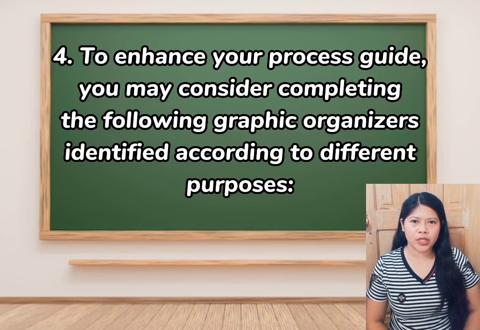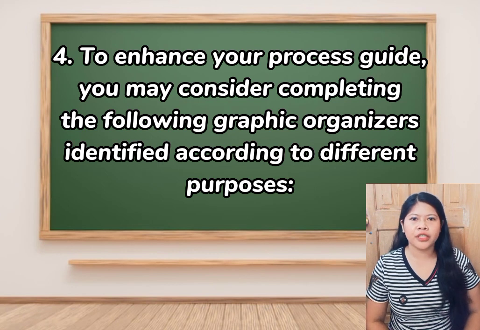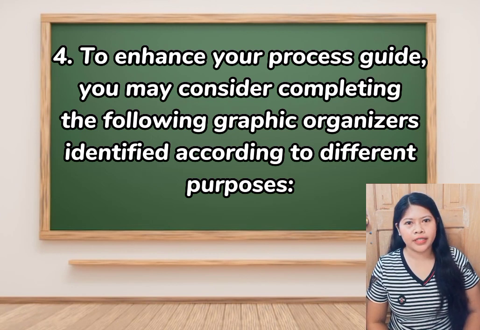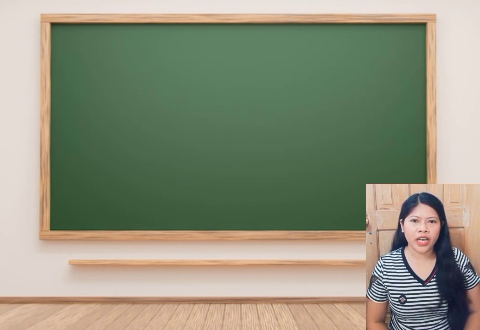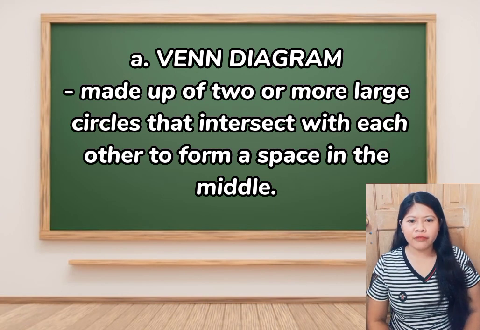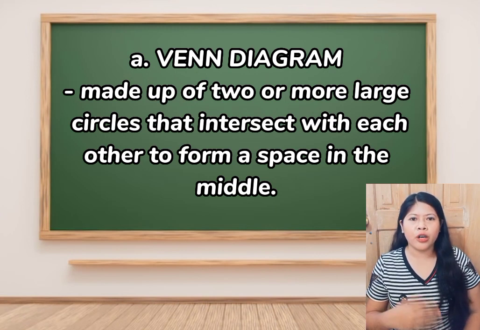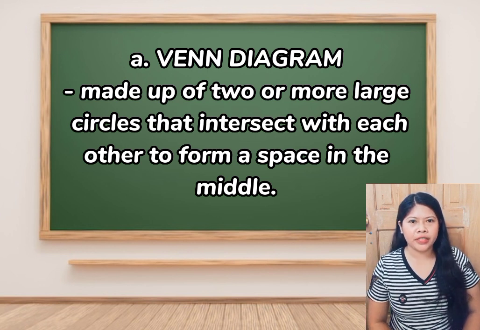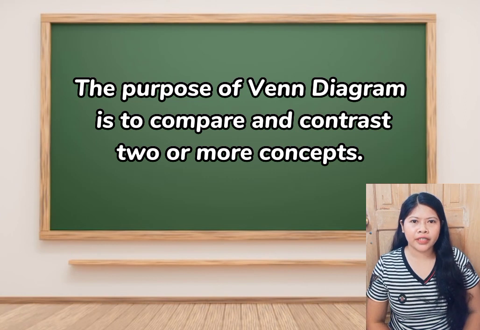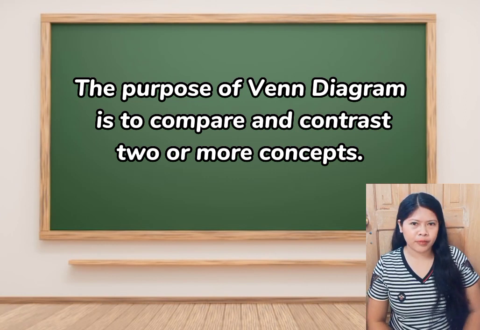To enhance your process guide, you may consider completing the following graphic organizers identified according to their different purposes. First, we have the Venn diagram. A Venn diagram is made up of two or more large circles that intersect with each other to form a space in the middle. The purpose of a Venn diagram is to compare and contrast two or more different concepts.